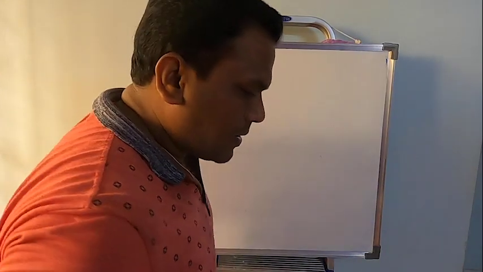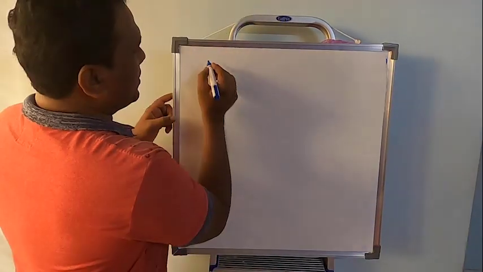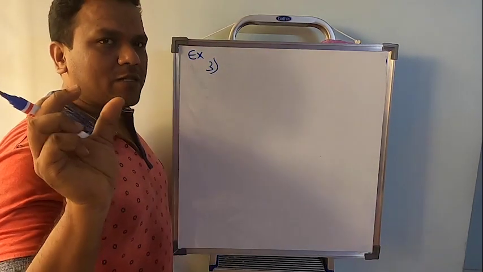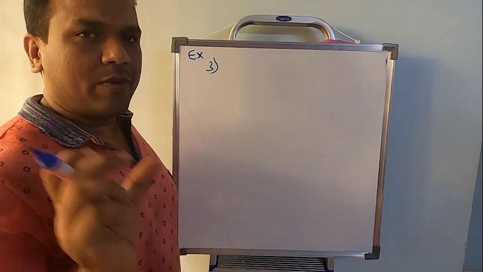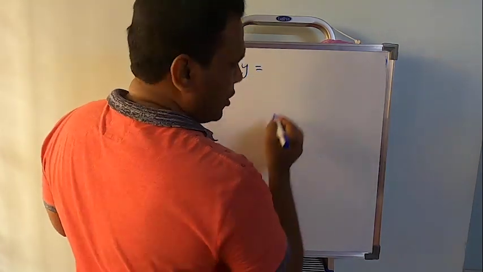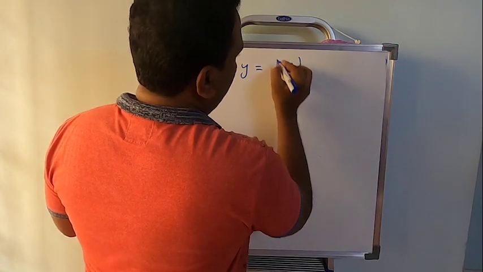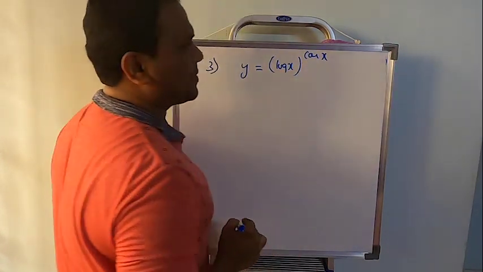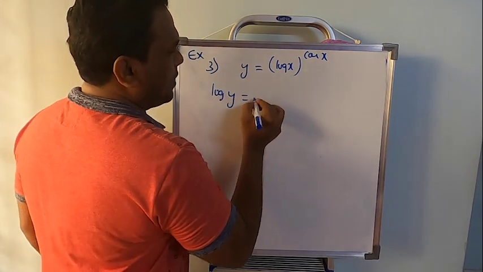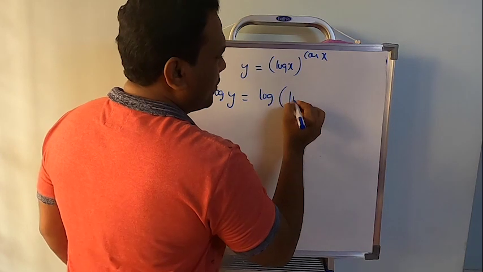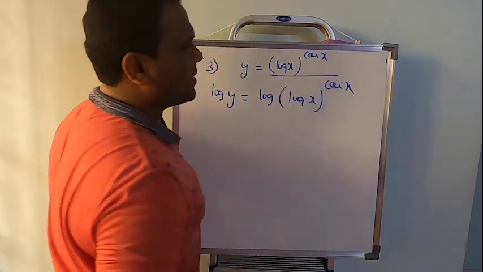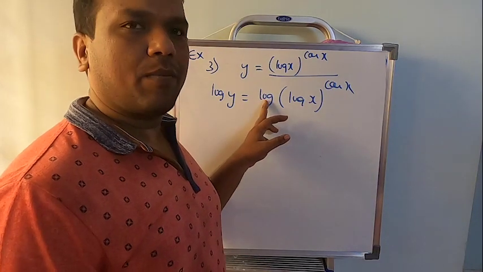After this, in the exercise, I have a third problem. This is from exercise problem number 3. First I will try to explain logarithmic differentiation based on a single term. The problem is given by log x whole to the power cos x. So let's apply log: log y is equal to log of log x whole to the power cos x. Whatever is there on the right side, log has to be applied to it.